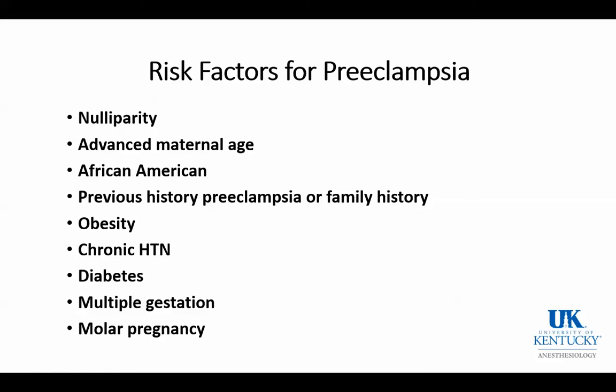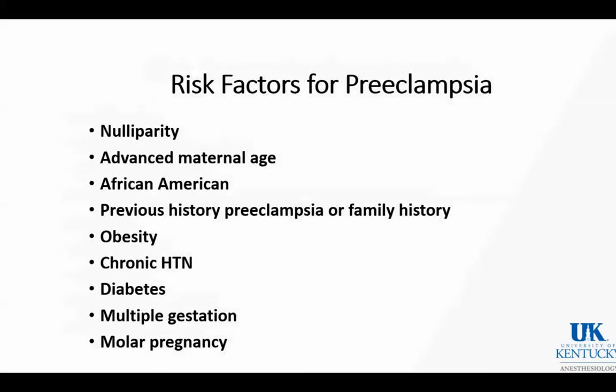So who's at risk for preeclampsia? A whole list of patients: nulliparous women, older women, those who are African American, prior history of preeclampsia or family history, and those who have underlying medical conditions such as obesity, chronic hypertension, and diabetes have an increased risk. And then aspects of the pregnancy itself can put a person at risk for preeclampsia, specifically if it's a multiple gestation or a molar pregnancy.